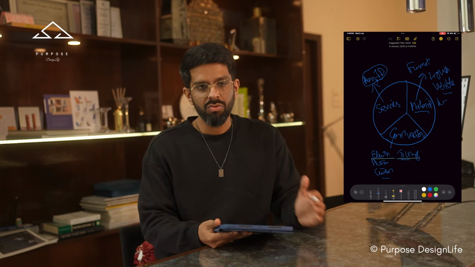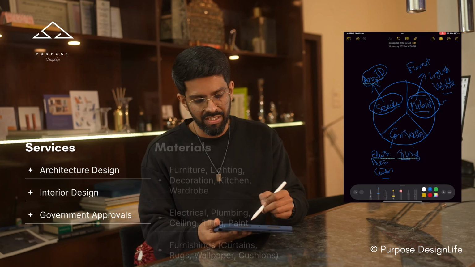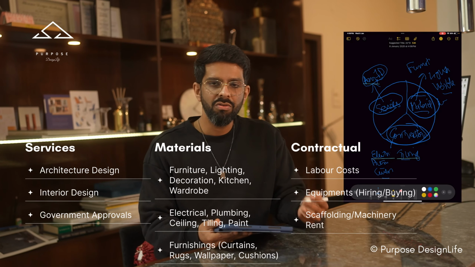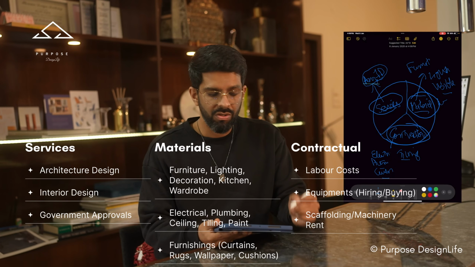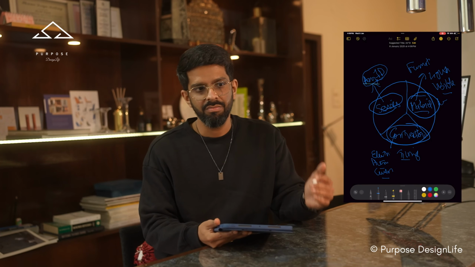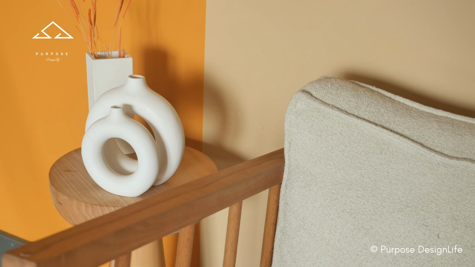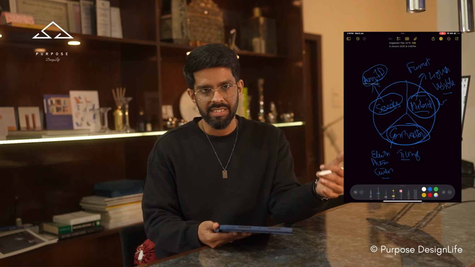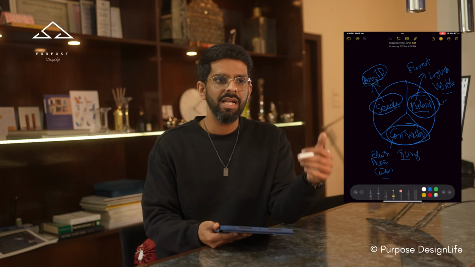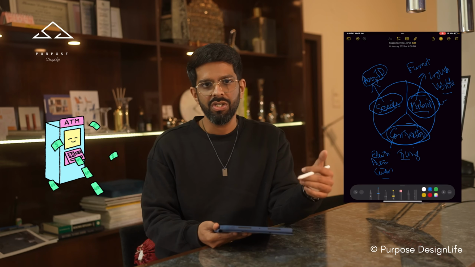So now the question arises that even if we come to know that these are three different categories, one being services, then there is material, then there is contractual, how do you manage your expenses in the best way possible? The best way to do it is to understand what your priority is. First of all, you'll need to know what kind of look you want, what kind of aesthetics you are aiming for. The main challenge that I have seen people facing is that people think that selecting a particular look can affect their budget in a lot of ways.